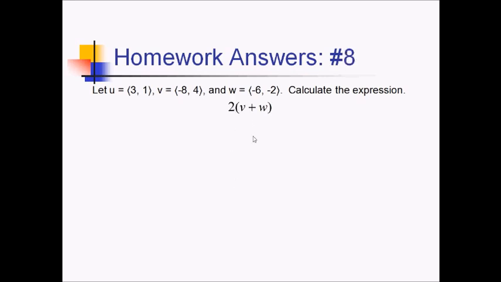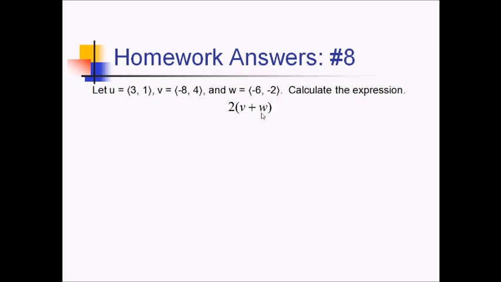For this problem, we're doing 2 times (v plus w) in parentheses. Now there's a few ways you could do this problem. You could, if you wanted to, actually distribute this 2 to both of these vector variables and then go from there. Or you could immediately add these vectors together and then multiply it by the constant 2. I'd take the second approach myself.